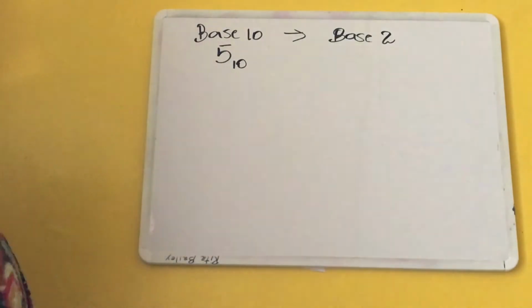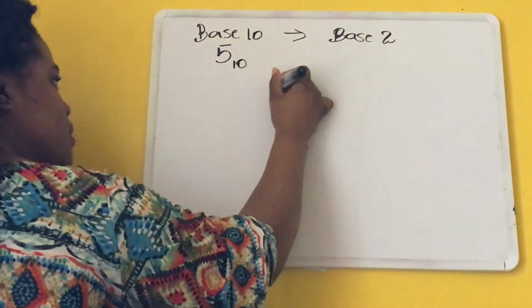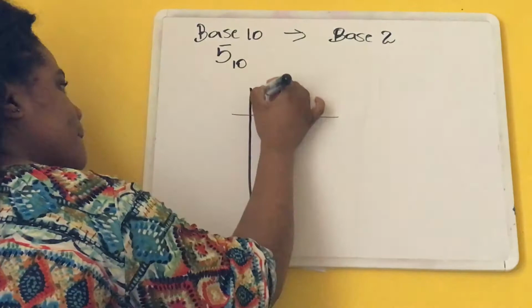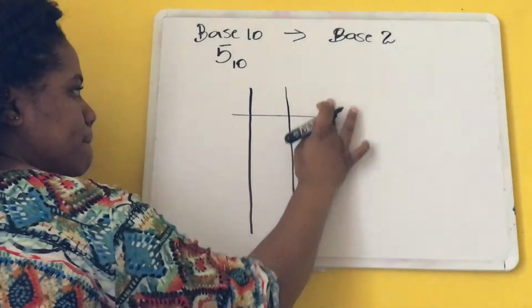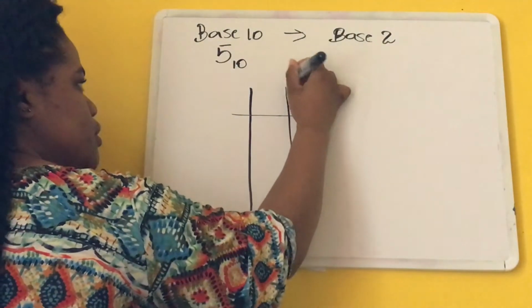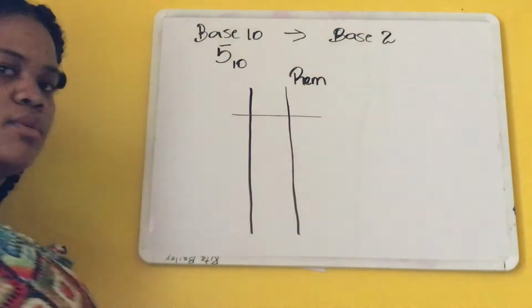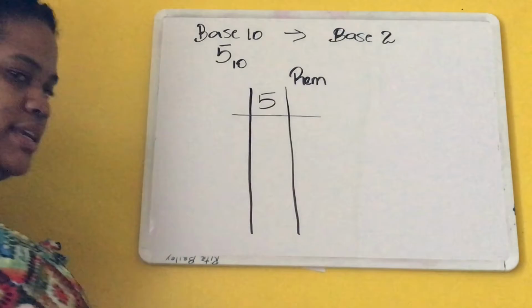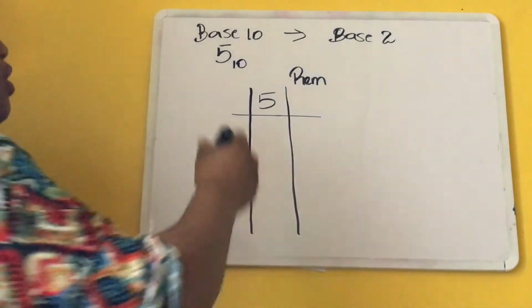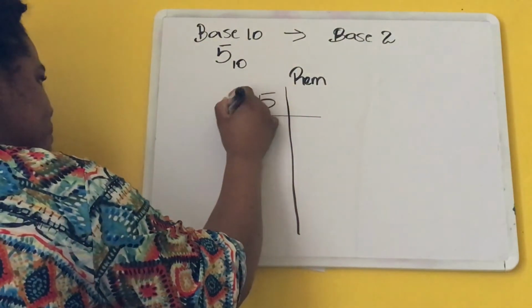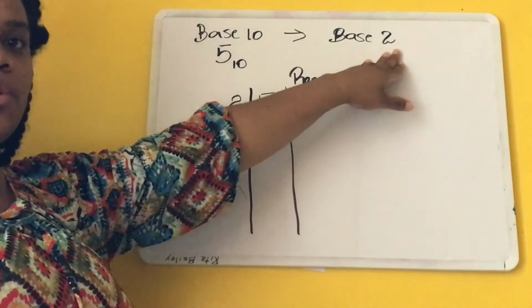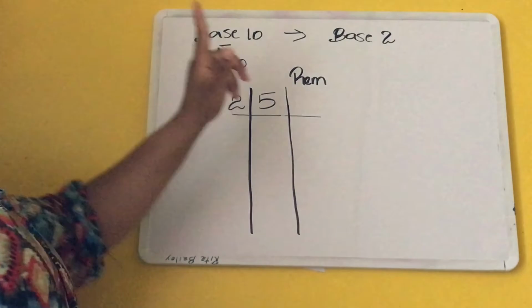Good? So we're going to divide. And this is what we're going to do. You're going to draw up some things for me. Over here, you're going to put your remainders. Good? Follow with me. And here you're going to put the number you're dividing. And then over here, the number you're dividing by. So we're going to divide 2 into 5. Since we're going to base 2, we divide 2 into 5.